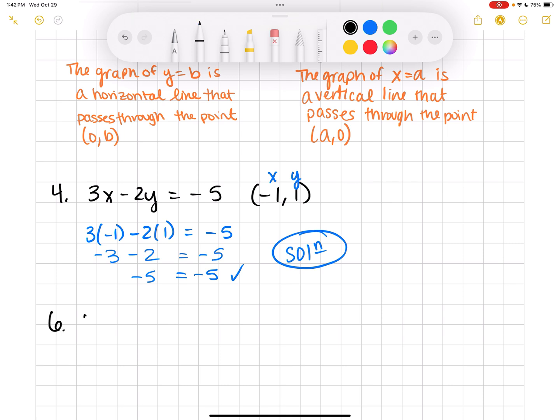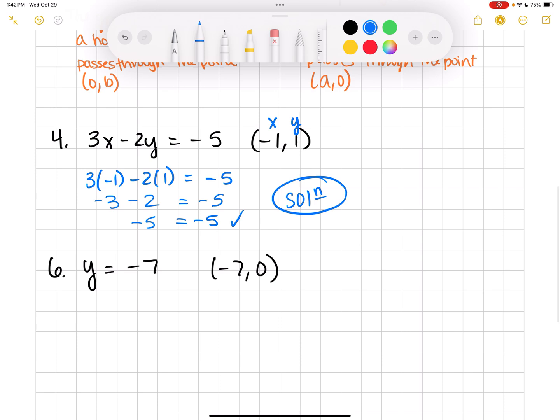Y equals -7, and the point is -7, 0. So I'm going to plug in, there's no x in this equation, so I'm just plugging in the y value. So I have 0 equals -7. Is that true? Nope, so it's not a solution.